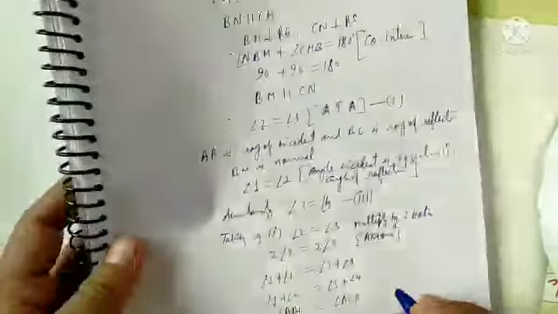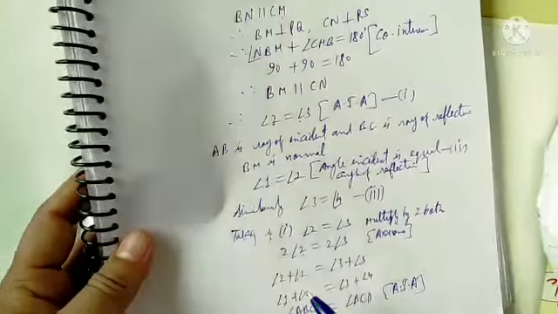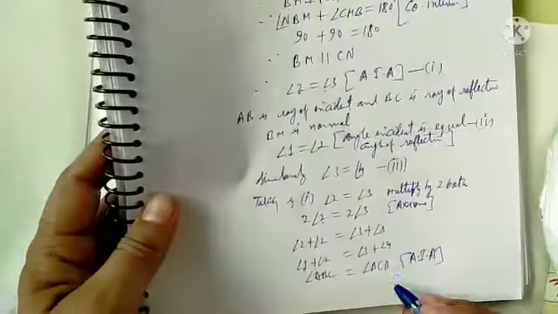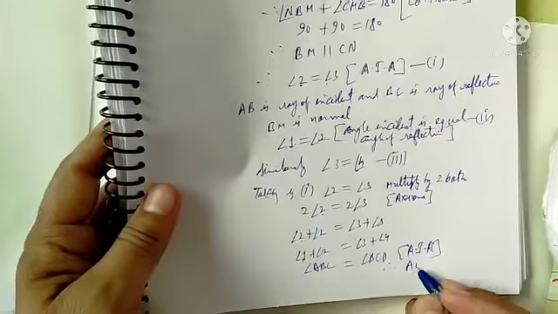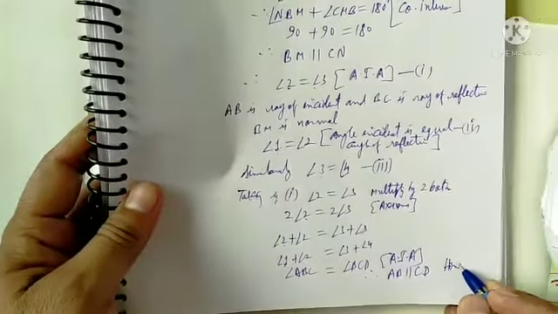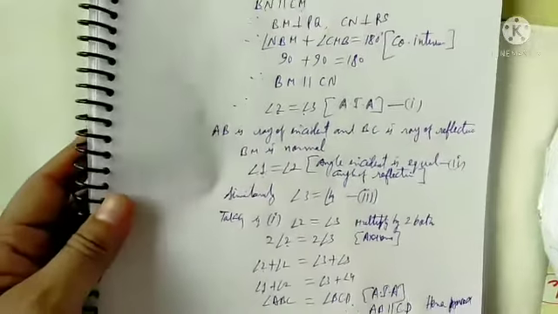Alternate interior angle property. If they are showing alternate interior angle, it means AB is parallel to CD. Therefore, AB is parallel to CD. Hence, proved. This is a very good question. Revise very well, then you can understand.